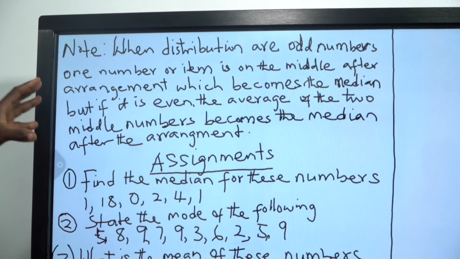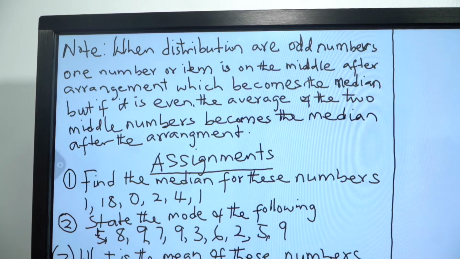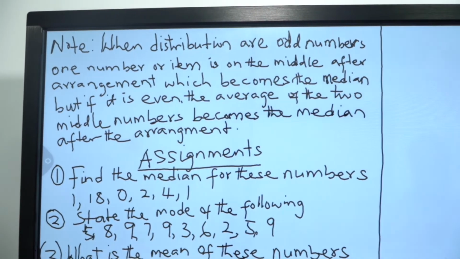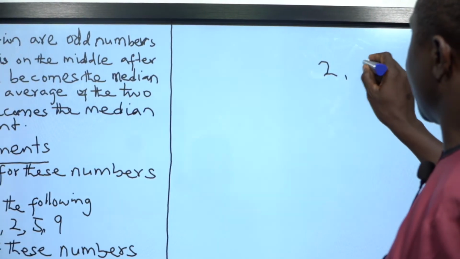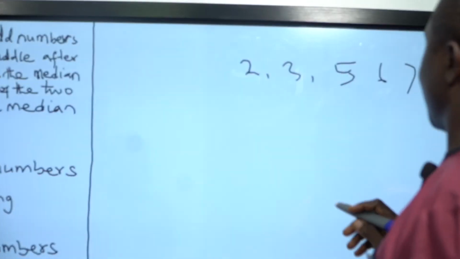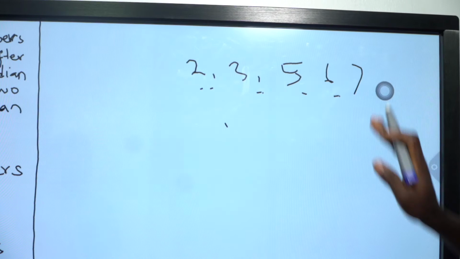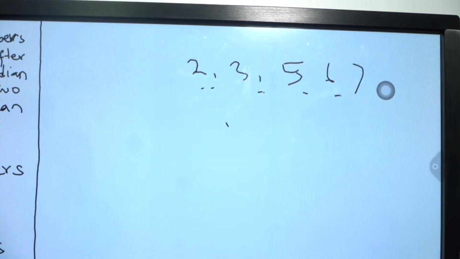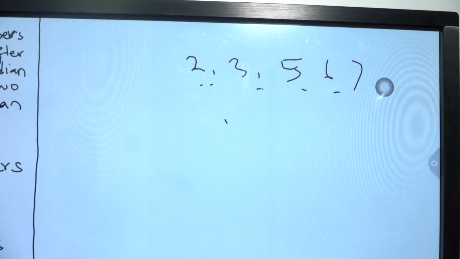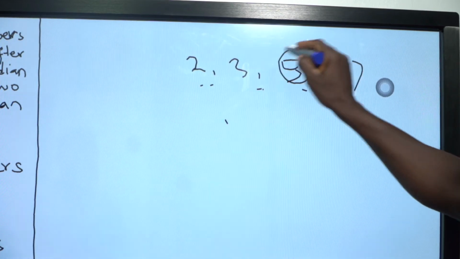What do I mean by this? We normally know that an odd number is any number which 2 cannot divide. Like if you now have something like 2, 3, 5, 6, and 7. You see now that these numbers are 5 in number, 1, 2, 3, 4, 5, which is an odd number. If you want to find the median now, if you arrange it, already it is arranged here. Because it is an odd number, if you count 2 here and count 2 here, you can see that 5 is at the middle.